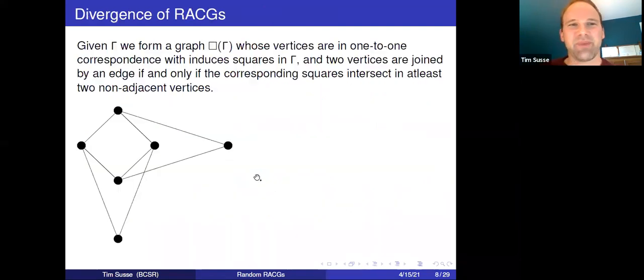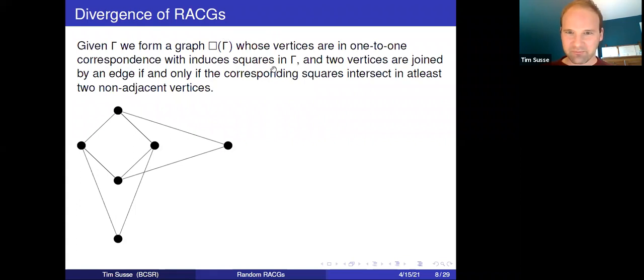Okay, so let's get back on track now with the divergence of right-angled Coxeter groups. Given a graph gamma, we'll form an auxiliary graph, the square graph of gamma. Its vertices will be in one-to-one correspondence with the induced squares of gamma, and two vertices will be joined by an edge if and only if the corresponding squares intersect in at least two non-adjacent vertices.